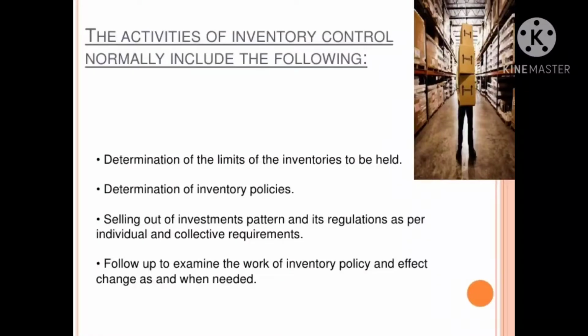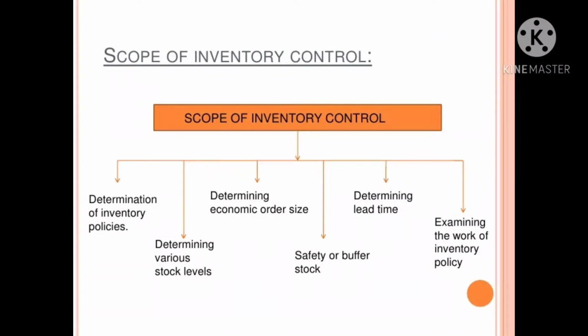So activities of inventory control is a complex chain of operation that oversees product storage, replenishment, classification, warehouse turnover, and tracking. It is a multifunctional and multi-dimensional process. Scope of inventory control: determination of inventory policies, determination of various stock levels, determining economic order size, safety or buffer stock, determining lead time, and examination of work of inventory policies.